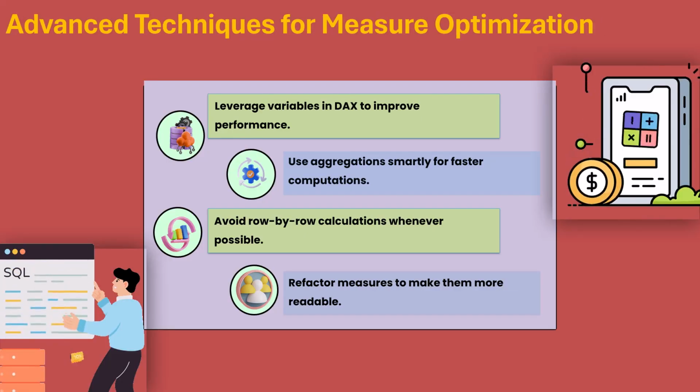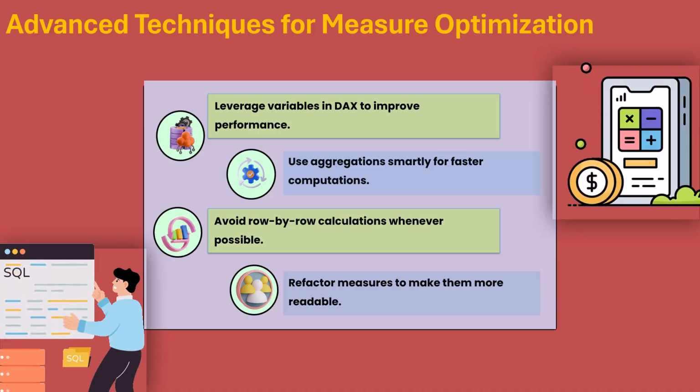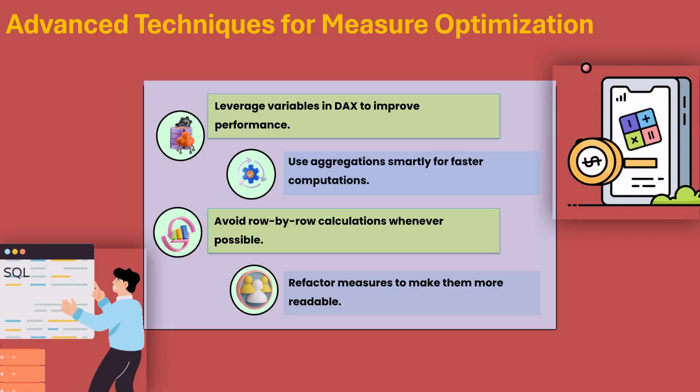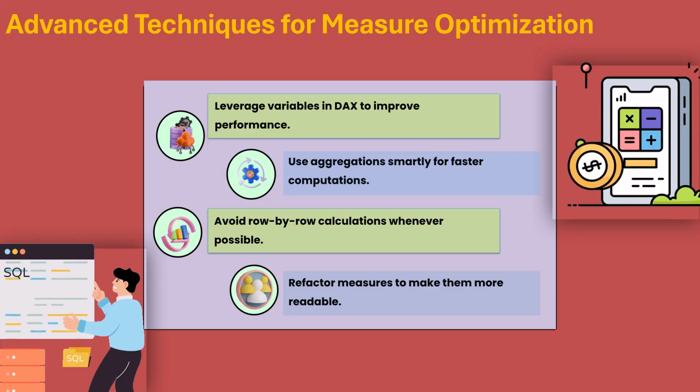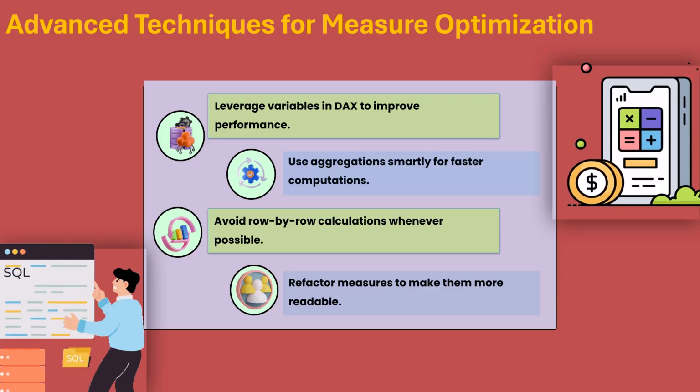Want to level up your measure games? Optimization is the secret sauce. Variables help keep DAX formulas efficient. Smart aggregations mean calculations run faster. Row-by-row calculations. Avoid them if you can, your reports will thank you. And always refactor your measures so they're easy to understand, because confusing code is a nightmare.